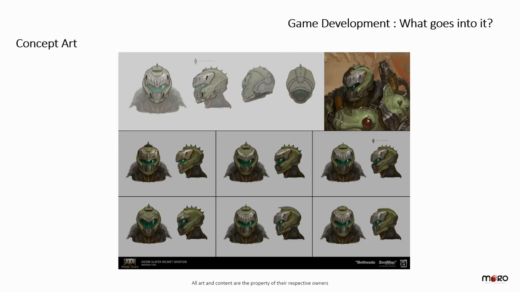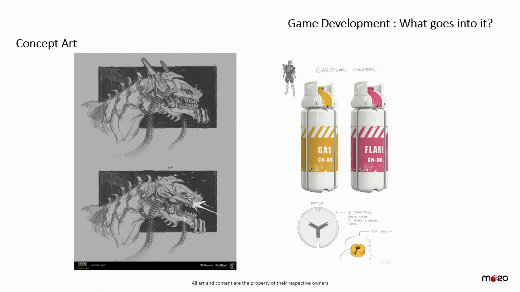Again, Doom is another game. The main hero has a helmet. How should the helmet look like? These are all different variations made by the artist of the helmet, right? Again, Doom. How should the monsters look like? You can see that these concept arts are not very detailed. So this is how it starts. They will have a loose representation of an enemy or a monster or whatever. And then depending on whether the art director likes it, they take it further.